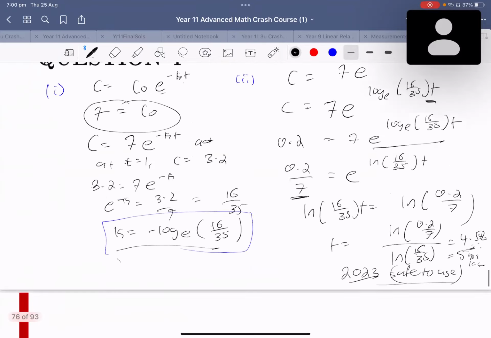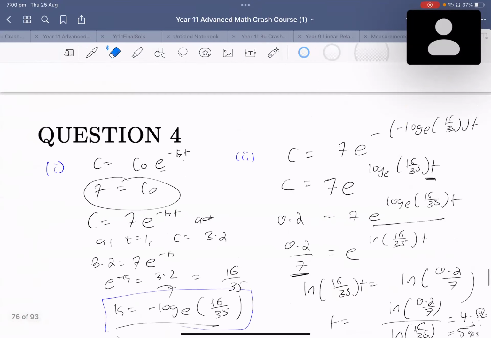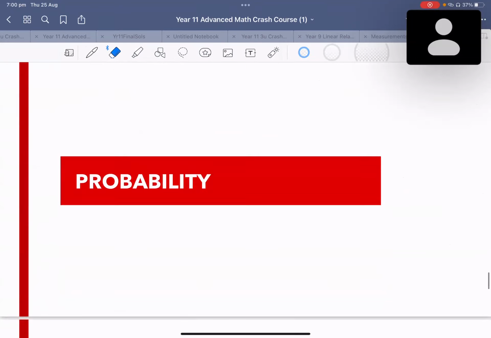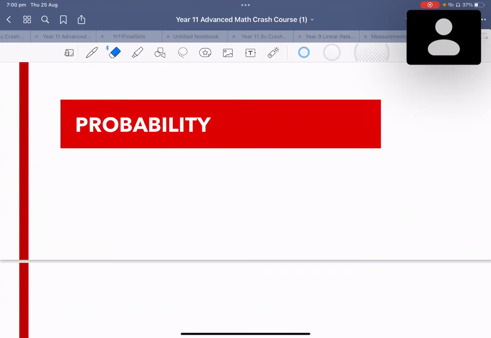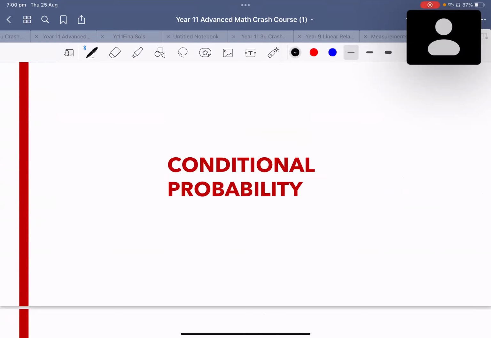All right. And that's pretty much it from calculus. We now move on to probability, most notably conditional probability. This is the one where it really gets you in exams.